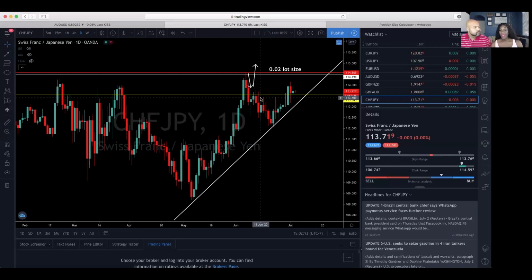To sum it up, these are the 3 things that we wanted to share with you in terms of protecting your capital, because you've got to make that your number 1 priority. Number 1 is not risking more than 1 to 2% of your total account. Number 2, proper position sizing. And number 3, adjust your stop loss. Move your stop loss into profit.